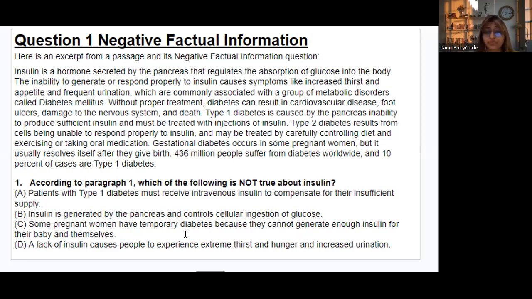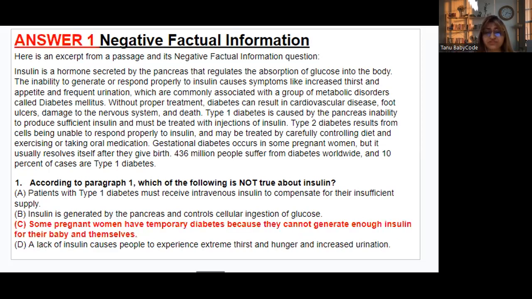C: Some pregnant women have temporary diabetes because they cannot generate enough insulin for the babies themselves. They talk about gestational diabetes that occurs in some pregnant women, but it does not talk about any kind of temporary diabetes that cannot generate enough insulin. So this can be our answer. D: A lack of insulin causes people to experience extreme thirst and hunger. It is clearly mentioned that increased thirst and hunger, frequent urination, it actually causes this. So this one is mentioned. Only the C part is not mentioned in the paragraph. So this is our required answer, which is not true. Rest A, B, and D are true.